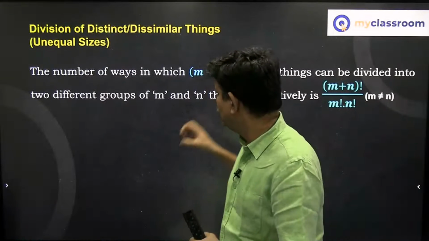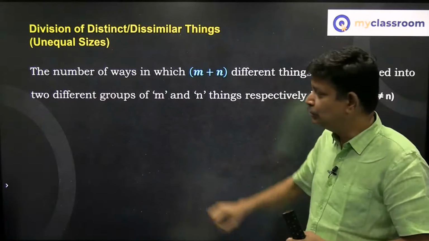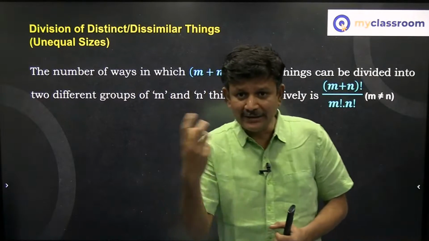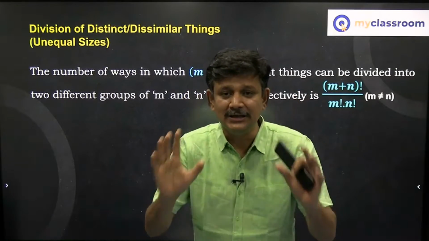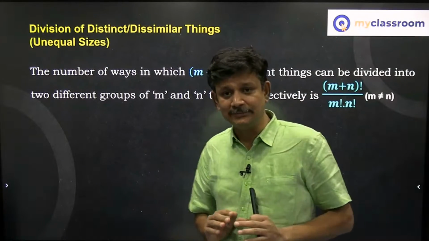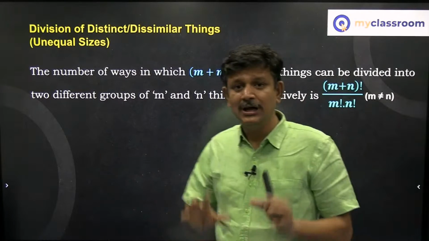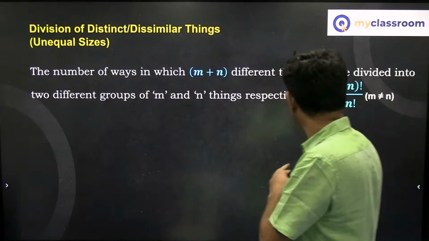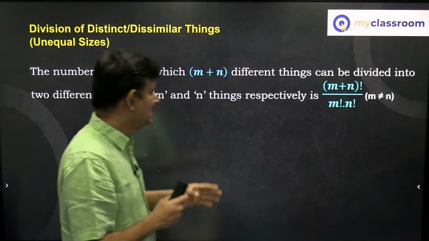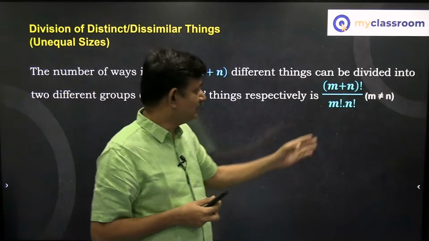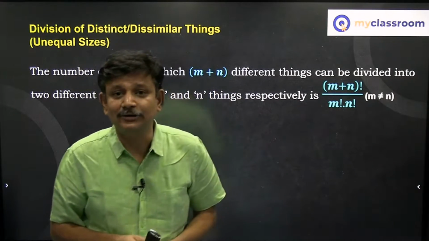I have m plus n things, and I have to divide them into 2 groups, one containing m things, another containing n things. So here: distinct objects, sized groups, unequal sizes, m is not equal to n. In how many ways can you do this? It is m plus n factorial by m factorial into n factorial.